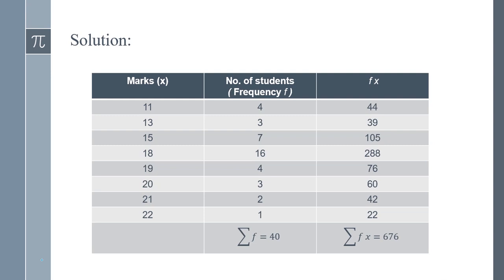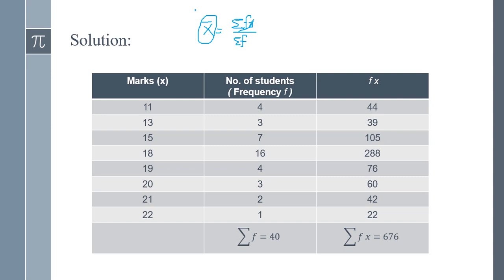I have arranged them in a table where I have made marks as x, number of students as frequency f. So in order to calculate mean for the group data, there is a formula which is summation fx divided by summation f. This is the formula for calculating mean for the group data, and for representing mean we simply put a capital X and a bar on it. This is representing mean.